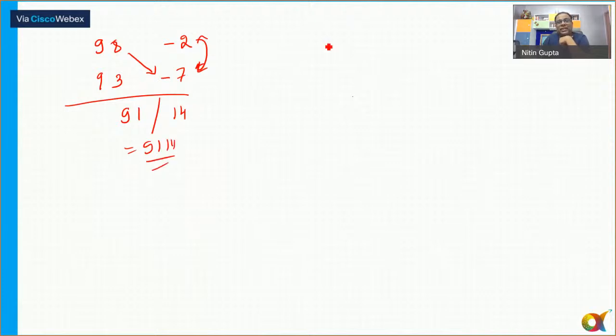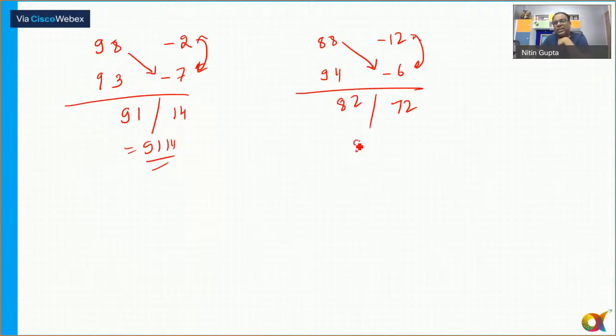For example, if I need to multiply 88 into, let's say, 94. So 88 means minus 12, 94 means minus 6. And then minus 12 into minus 6 is 72. And you can do it like this: 88 minus 6. What is 88 minus 6? That is 82. So the answer is 8272.